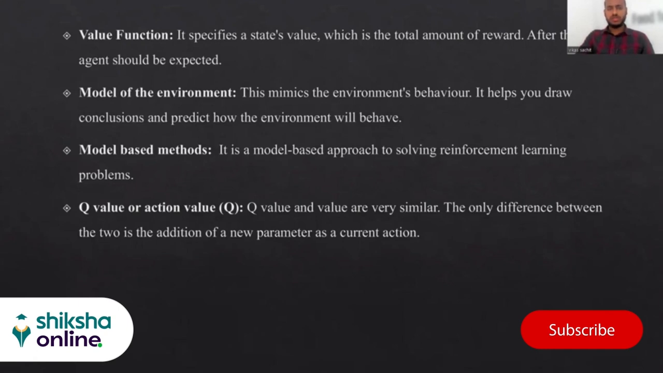And Q value or Q action is another one. Q value and value are similar. The only difference between the two is the addition of a new parameter, the current action. So Q value, or action value, is the same idea: a value function where one is the state value and the other is the action value. Based on the action, it will give the value.